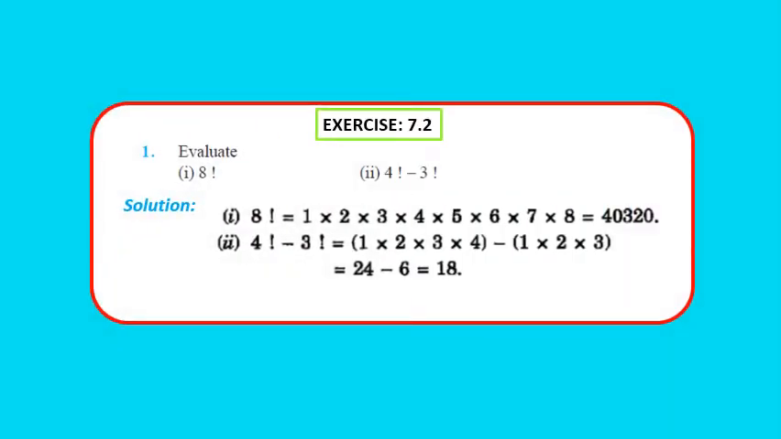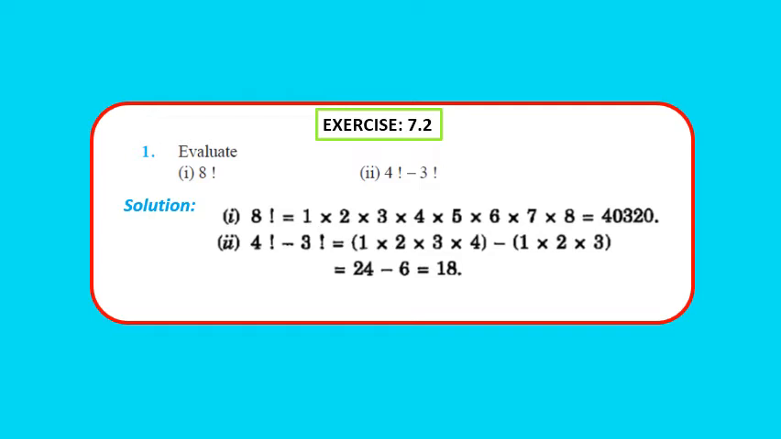So let's start exercise 7.2, and question 1 is to evaluate factorial 8, and second, factorial 4 minus factorial 3. So first, factorial 8 means what? The product of the first 8 natural numbers, that is 1 into 2 into 3, 4, 5, 6, 7 up to 8, and the product will be equal to 40,320. Simple.